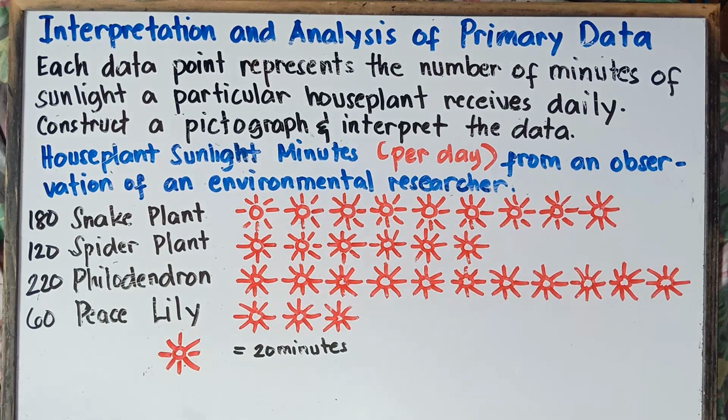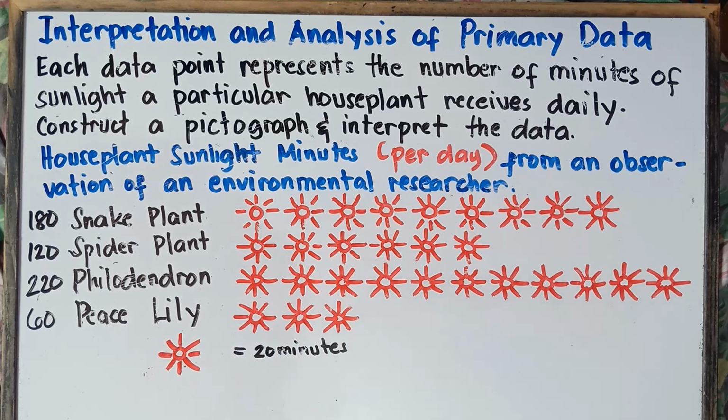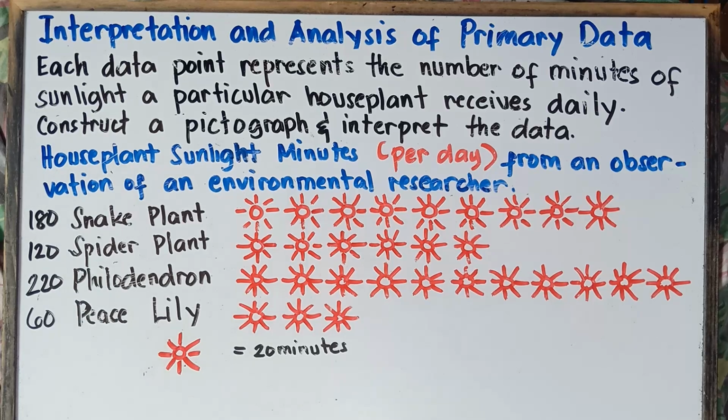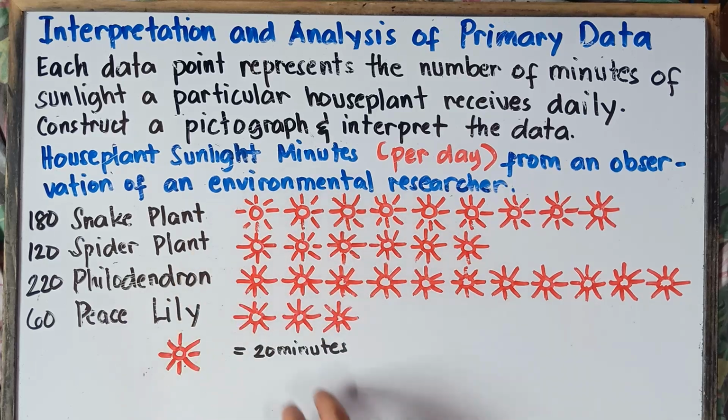And then peace lily receives the fewest symbols, only 3. Therefore, it receives the least sunlight. And then spider plant receives a moderate amount of sunlight compared to the others. Spider plant has only 6 suns, so that would be a moderate amount of sunlight.